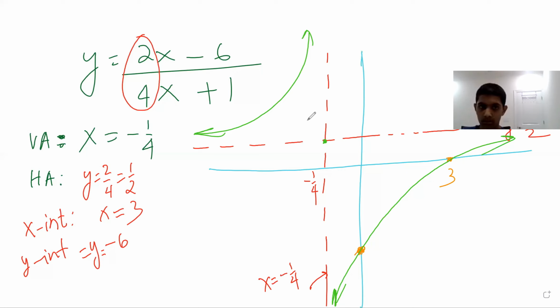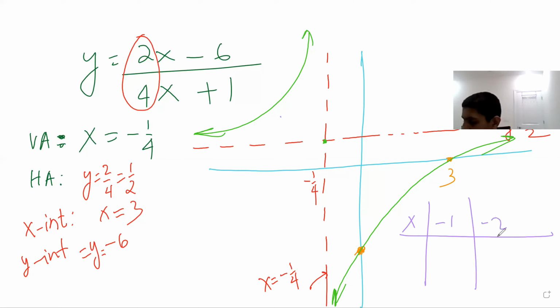asymptotes intersect. But what you could do is make a table of values, correct? So just make a table of values. Take different values of x that are convenient for you to calculate. And we need some values on the minus side. So take x values minus 1, let's say minus 2, right? So moving that side and then calculate what y is and plug in those values so that you get your point. Is that clear to you?